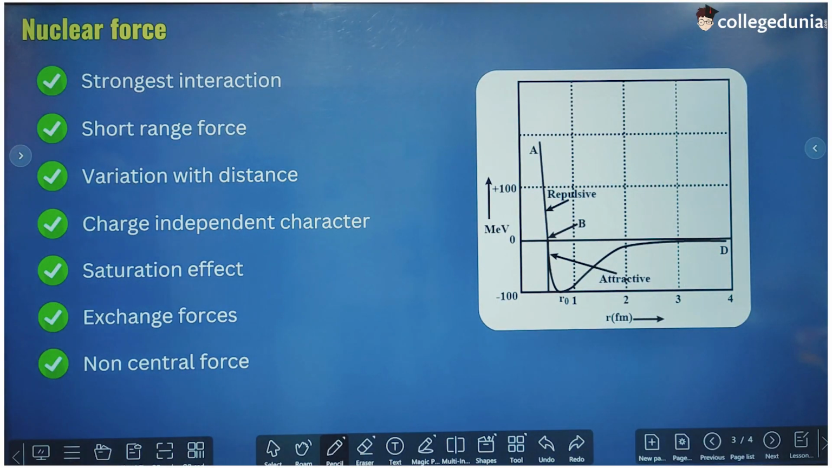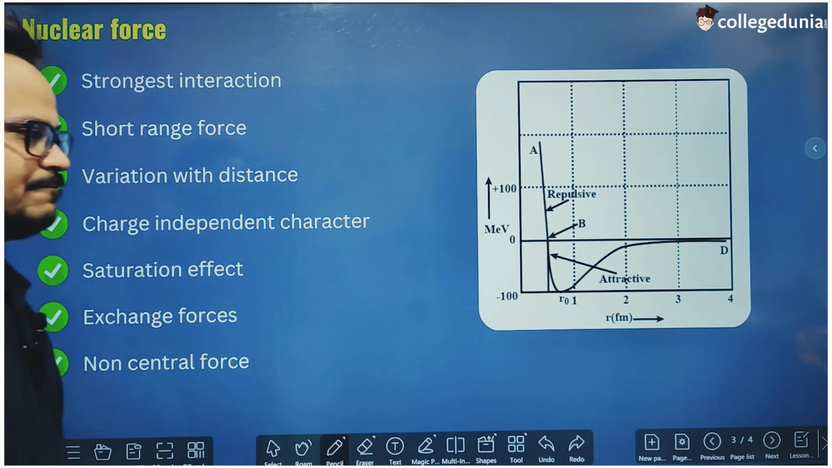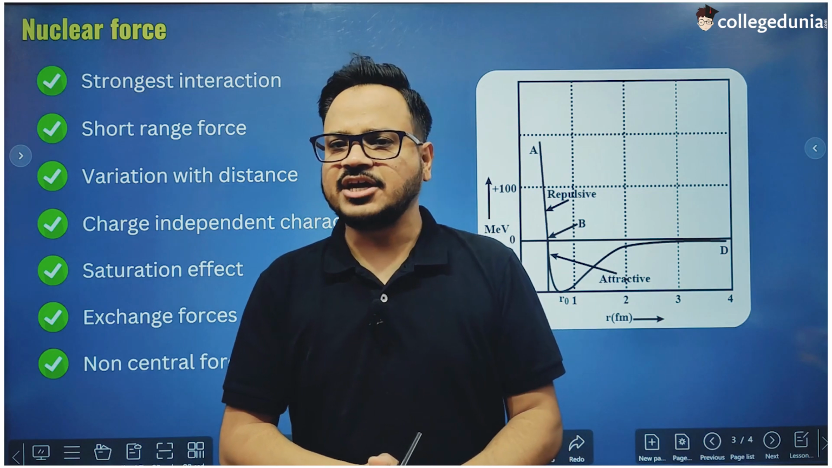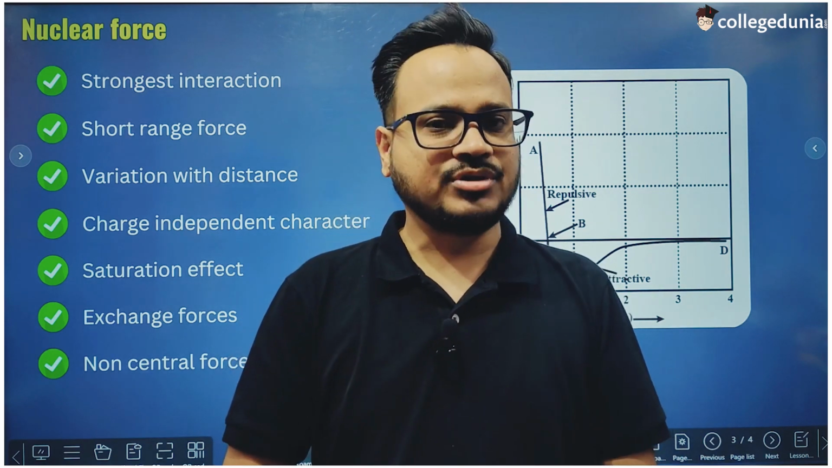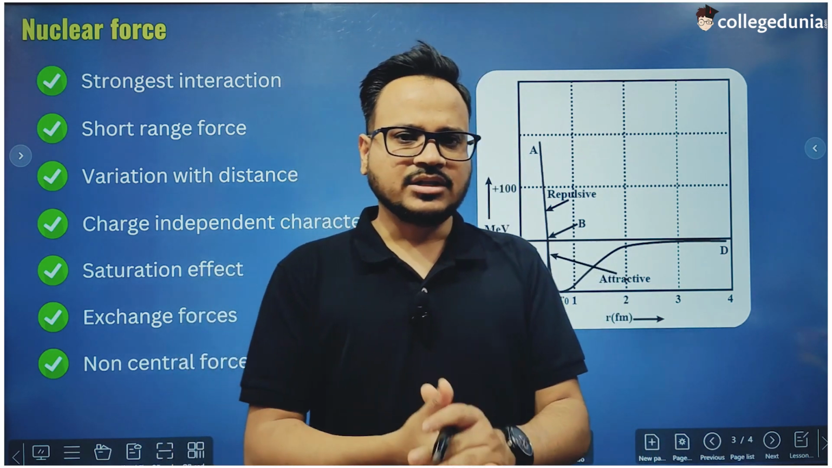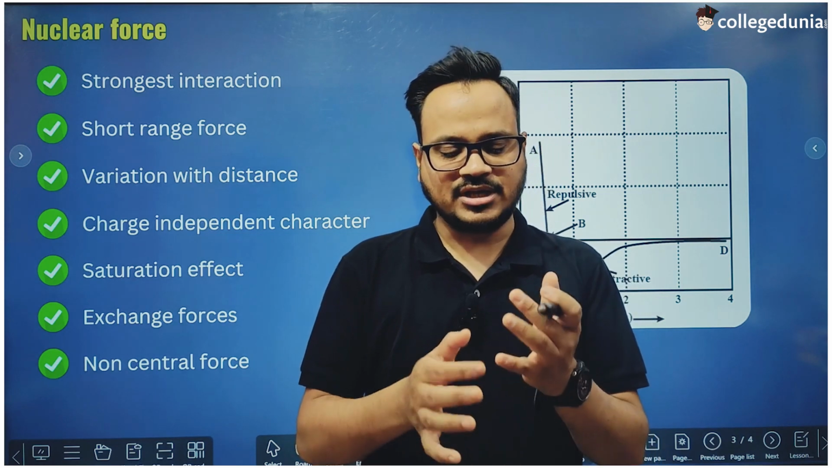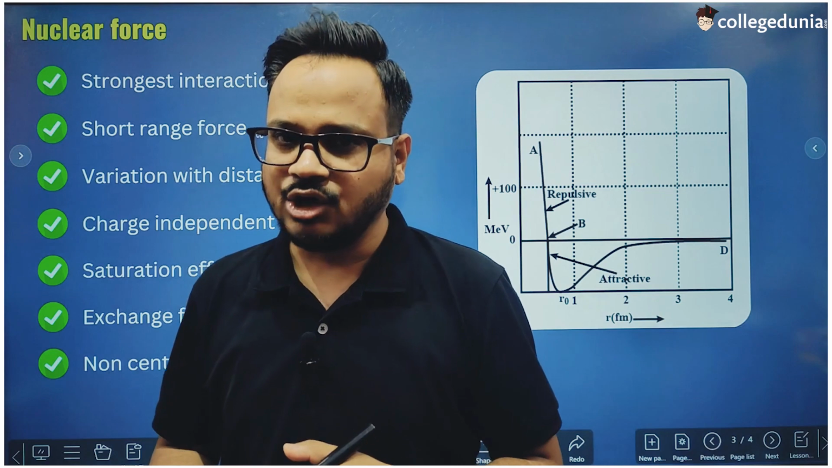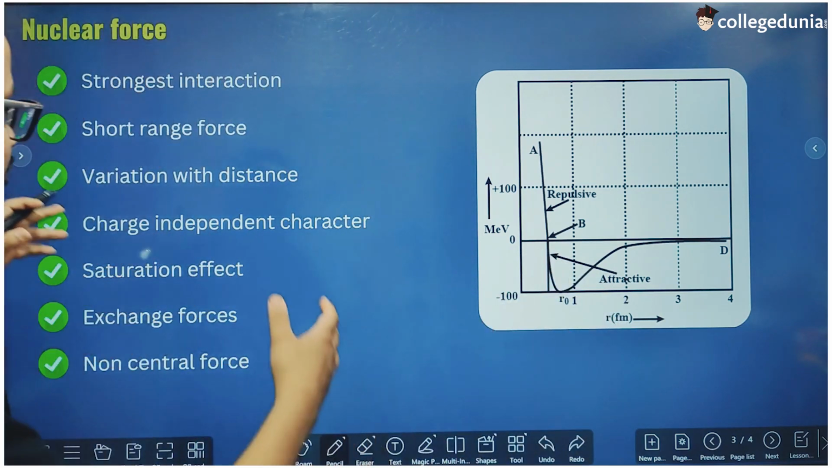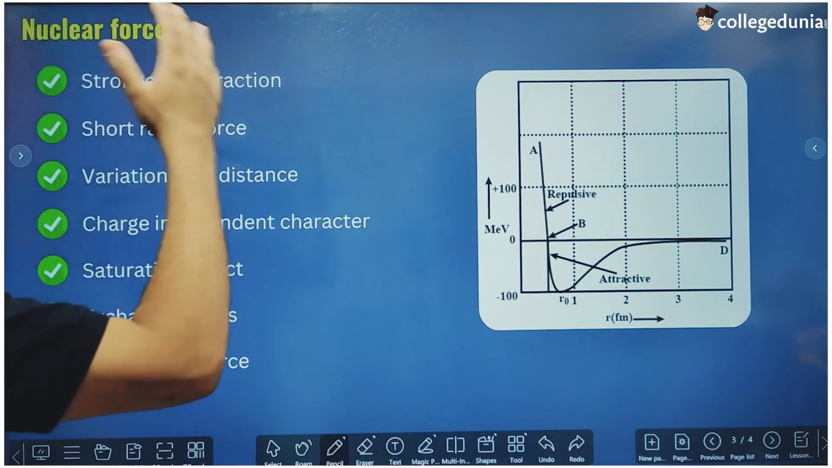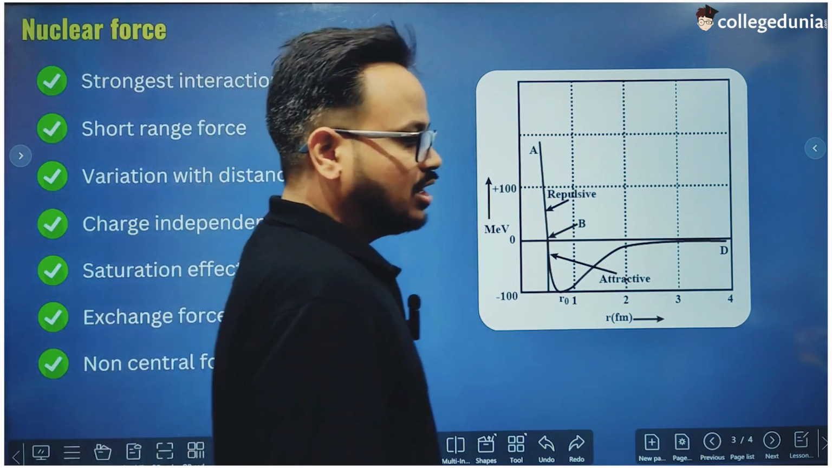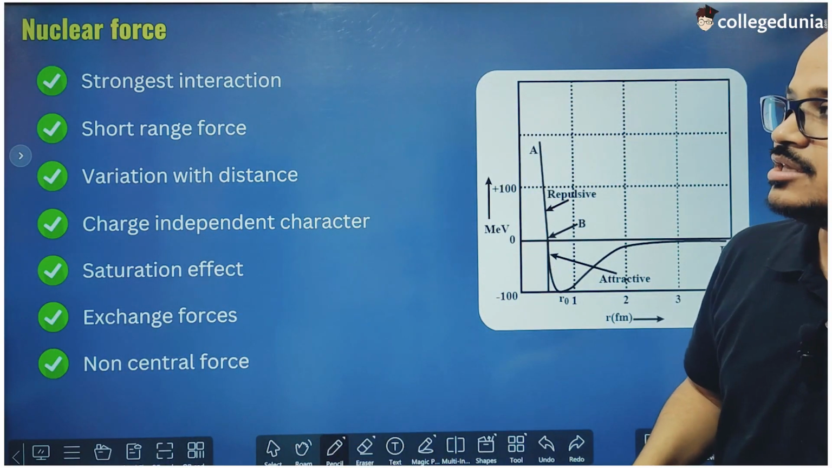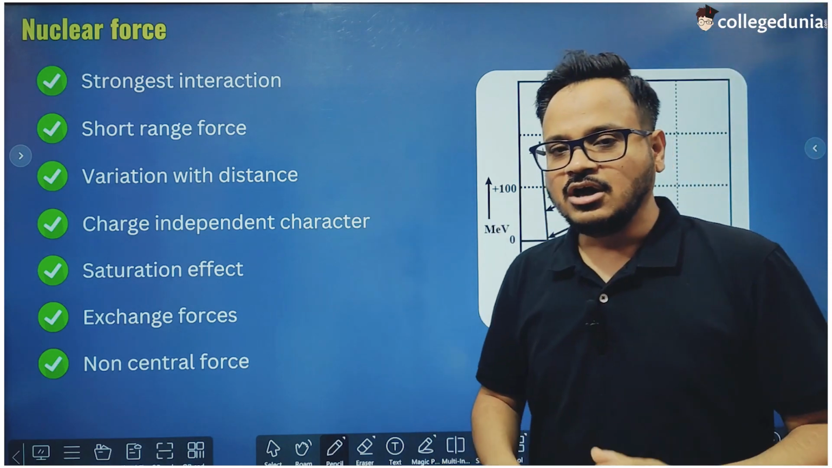So what is a nuclear force? First thing, it is the strongest interaction. In class 11th, you must have studied about the 4 fundamental forces in nature, right? There are 4 fundamental forces in nature: gravitational force, electromagnetic force, strong nuclear force, and weak nuclear force. So this one is the strong nuclear force, which we are going to discuss now. It is the strongest force among all the 4 forces.